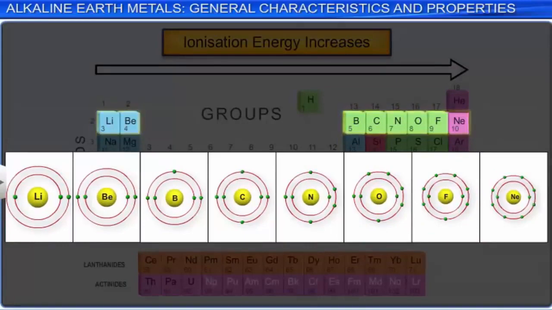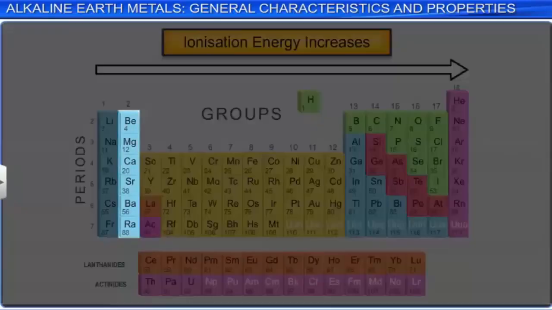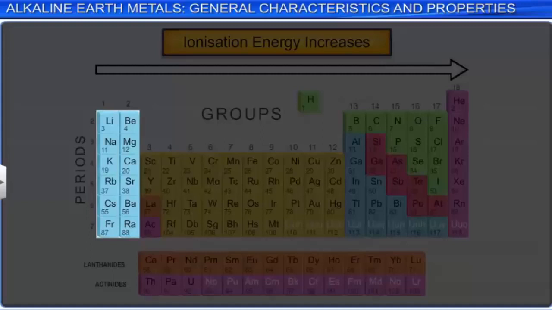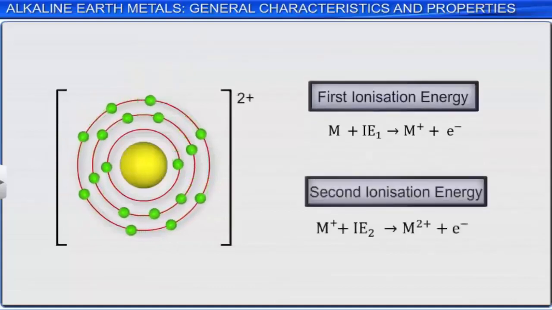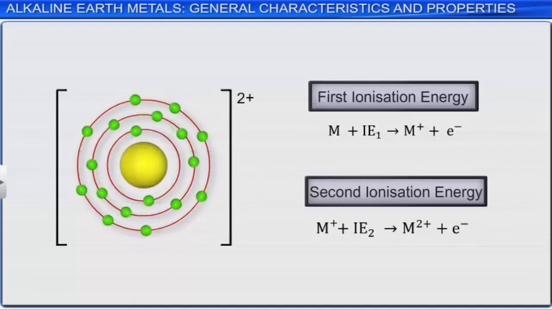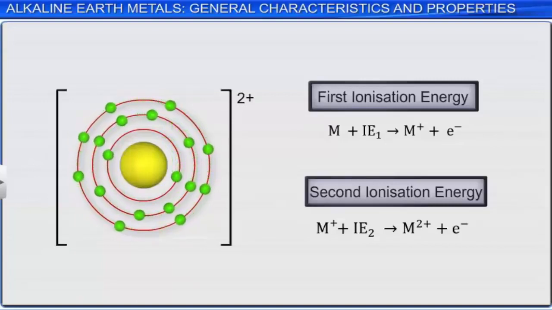The second ionization energy is the energy required to remove the second electron once the first electron has been removed, as indicated in the equation here. Generally, second ionization energies are higher than first ionization energies. One interesting fact you should know: the second ionization energies for the group 2 metals, that is, alkaline earth metals, are lower than the second ionization energies for the group 1 metals, that is, alkali metals.